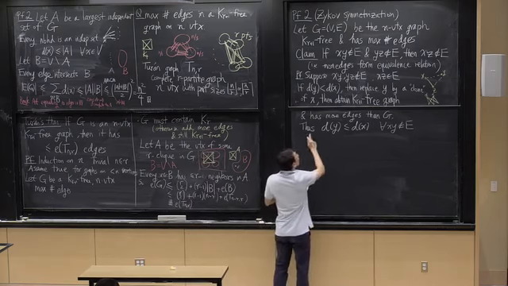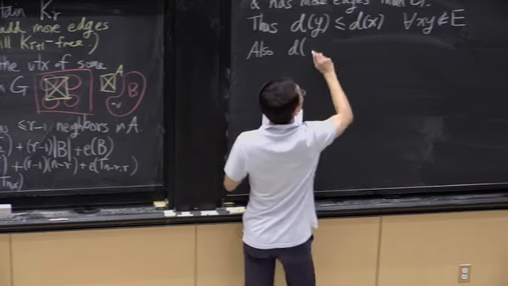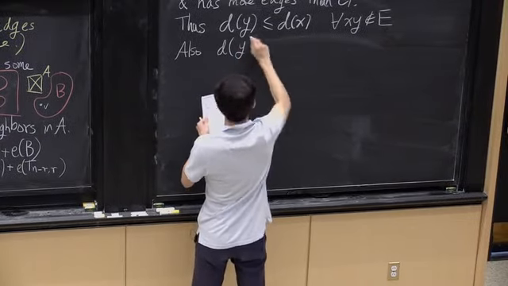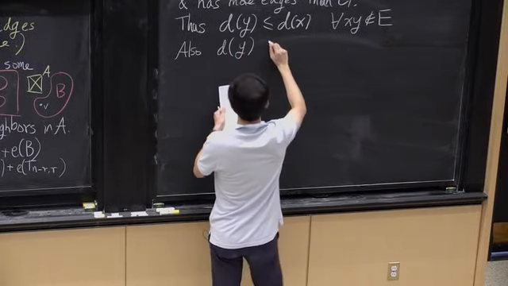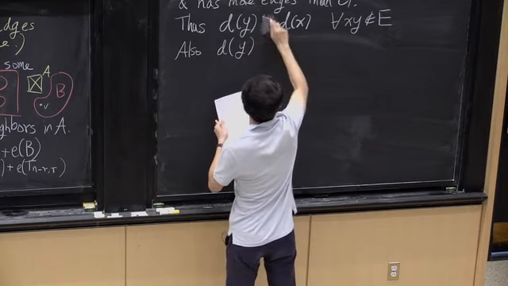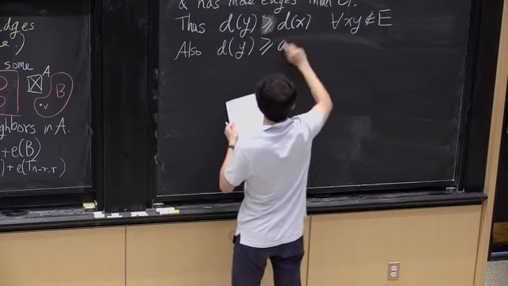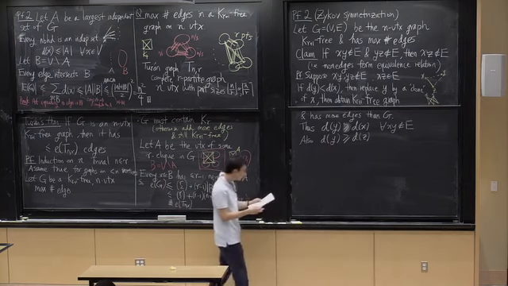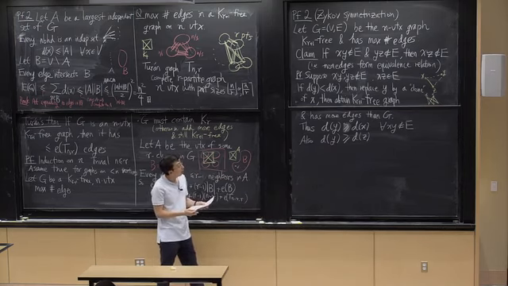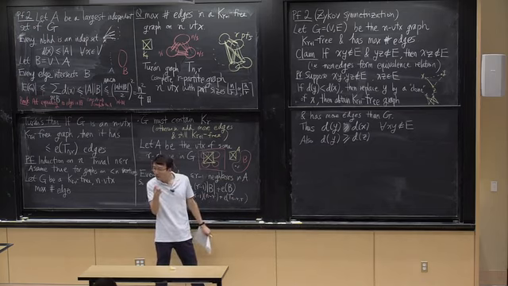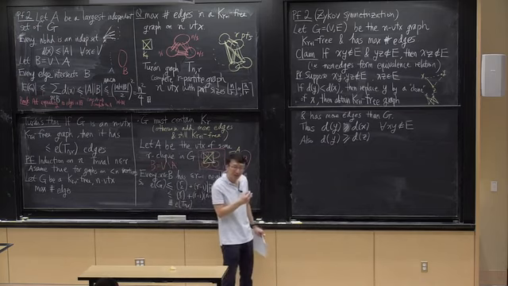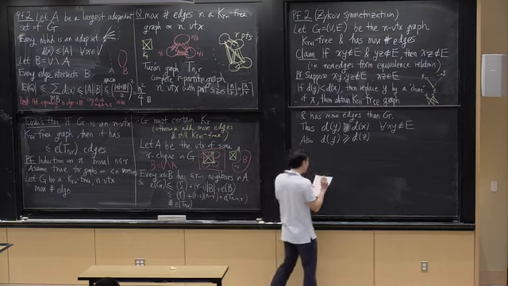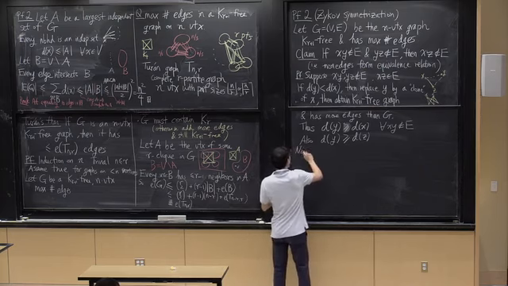Likewise, we also have that there's no edge between y and z. So thus the degree of y is at least the degree of x, and also the degree of y is at least the degree of z. Now, y has a lot of outgoing edges. So now let's replace both x and z by clones of y.